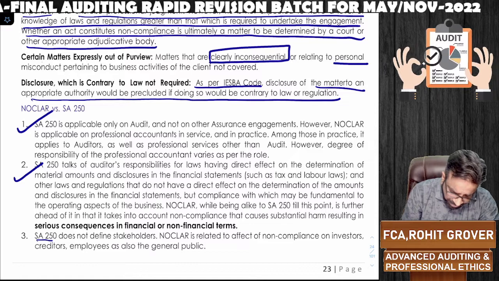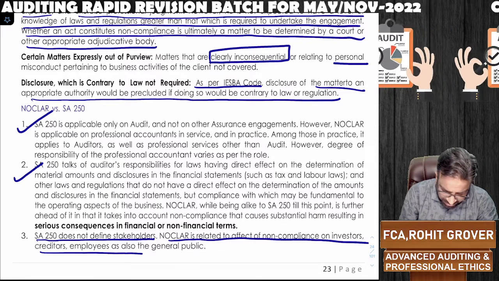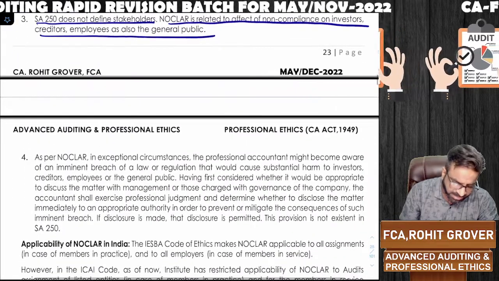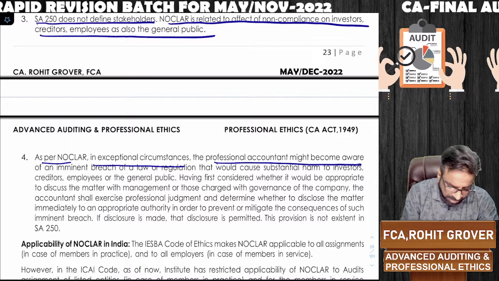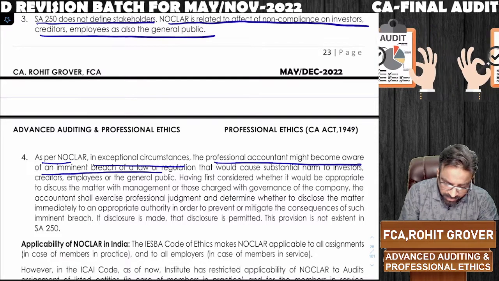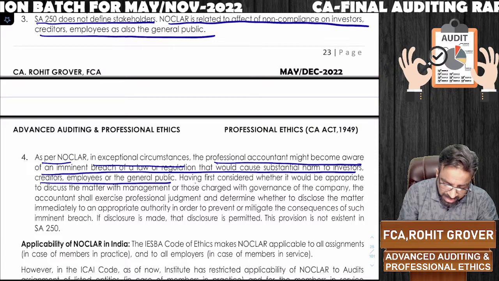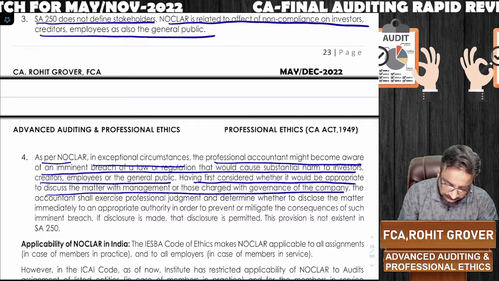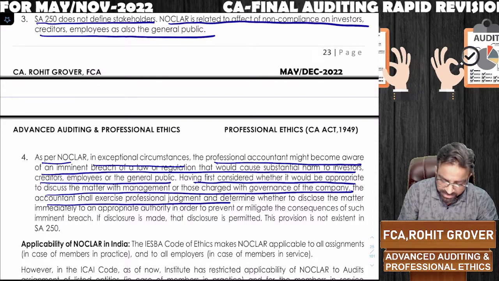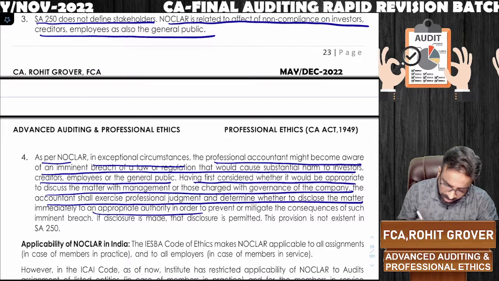So SA 250 does not define the stakeholder. NOCLAR is related to the effect of non-compliance on investors, creditors, employees, and the general public. Next one. As per NOCLAR, in exceptional circumstances, a professional accountant might become aware of an imminent breach of law and regulation that would cause substantial harm to investors, creditors, employees, or the general public. Having first considered whether it would be appropriate to discuss the matter with the TCWG or management, the accountant shall exercise professional judgment to determine whether to disclose the matter to the appropriate authority or not.